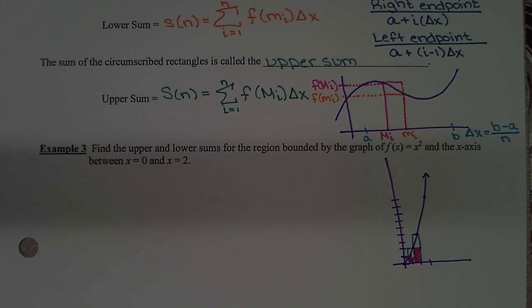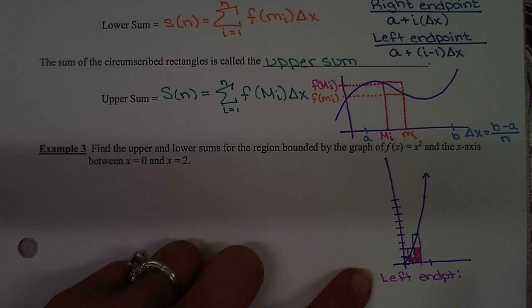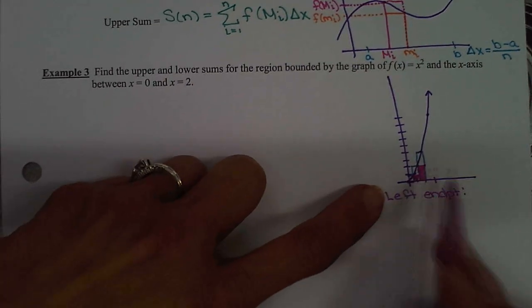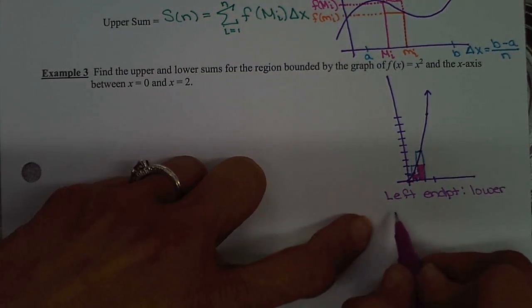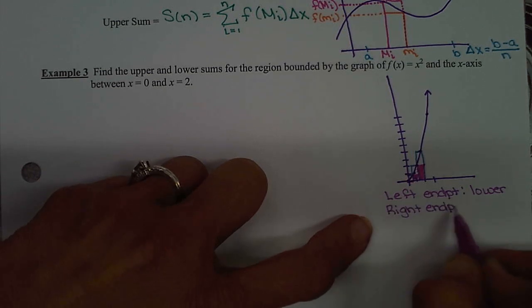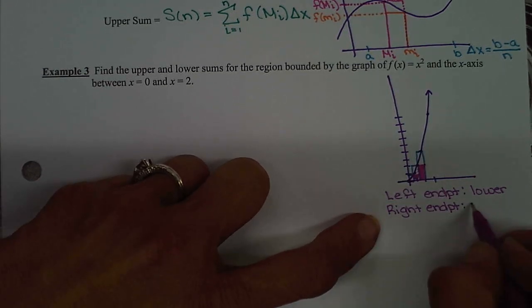So before we start doing anything else on this problem, I'm going to go ahead and make a note so that I know on here my left endpoints. When I use the left endpoints, that's creating the little rectangles. So that's going to be my lower sum. When I do the right endpoints on the right side, that's creating the larger rectangles. So that's going to be my upper sum.